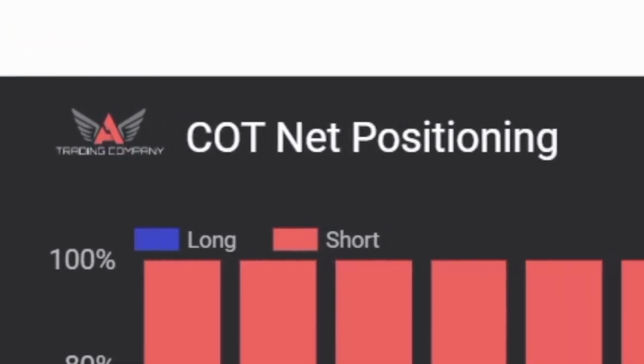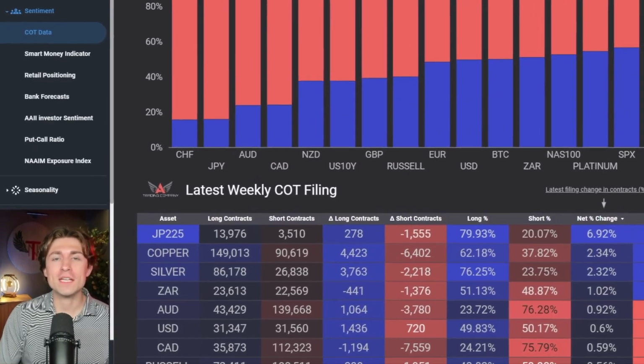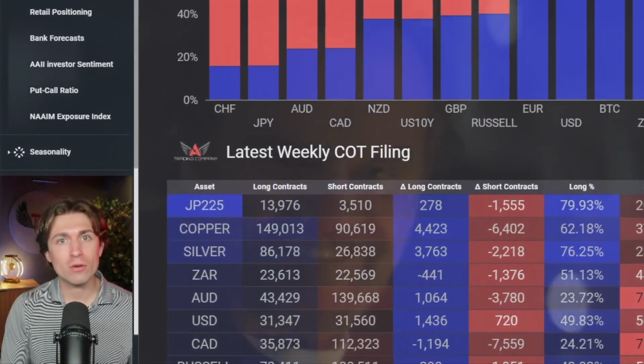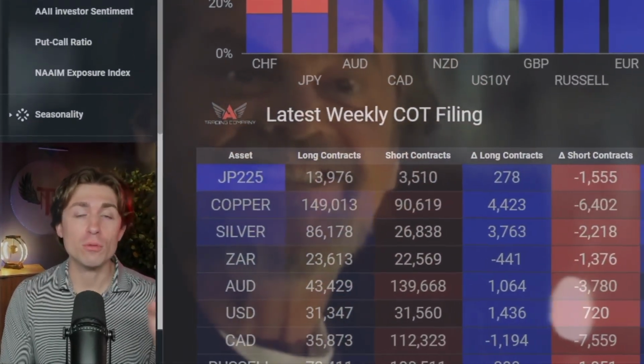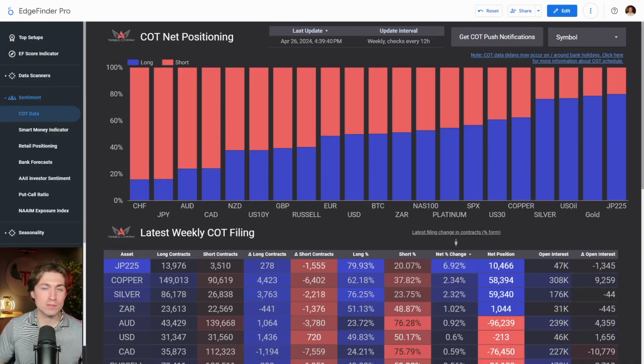The Commitment of Traders report is one of the most important tools that traders can use to track or look into the positioning of large institutional money. Now, this I know sounds too good to be true, and there are some caveats.